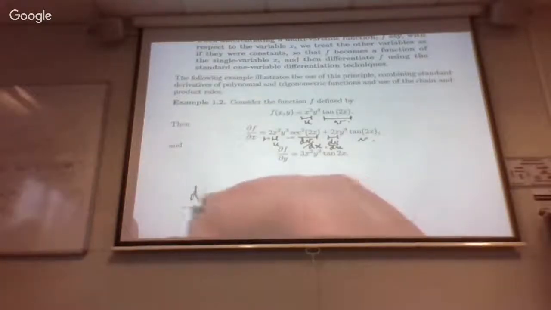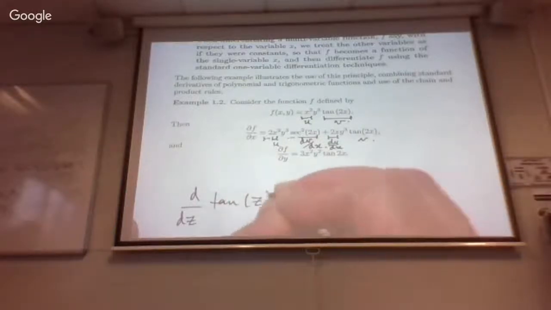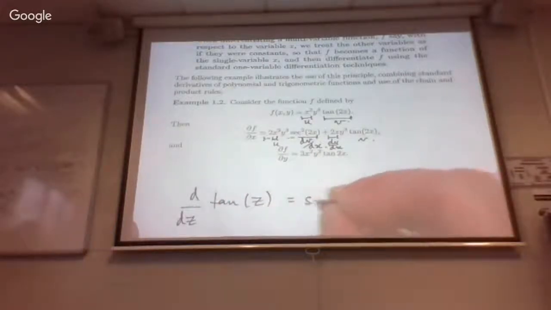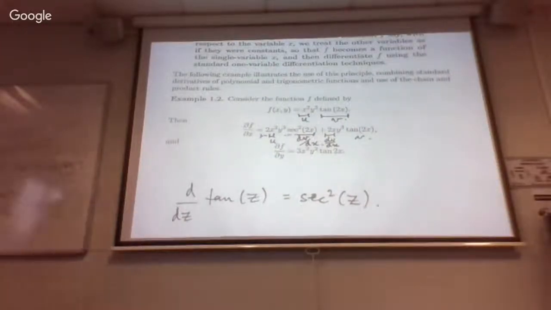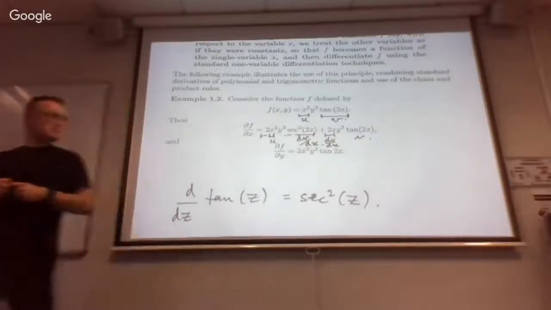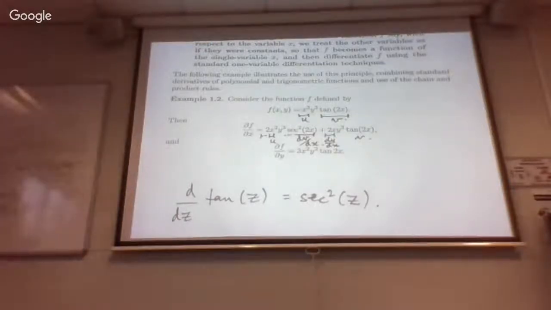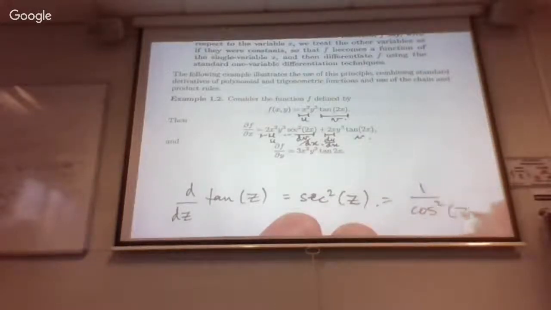And what we're making use of here is the derivative of the tangent of z. The derivative of the tangent function is sec squared of z, sec squared being 1 over cos. So that's 1 over the cos squared of z.